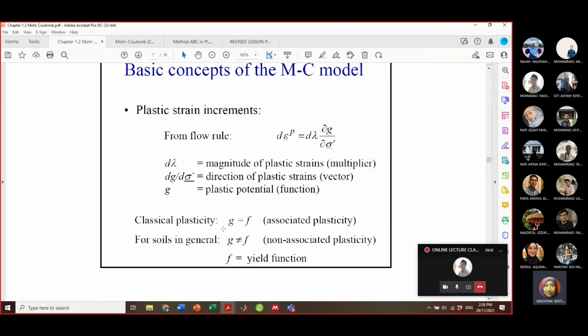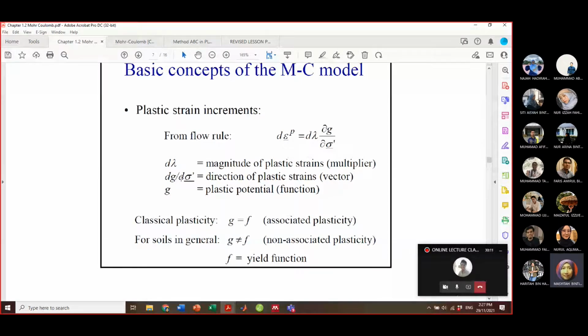Okay, just now we were on the elastic zone. Right now, when you talk about the plastic strain increments, this is the flow rule. For the flow rule, we can have an associated flow rule, or you may also have a non-associated flow rule. The flow rule describes the changes in the plasticity of the material. It can be represented by the change in plastic strain equal to the change in one coefficient times the change in the plastic potential over the change in stress.